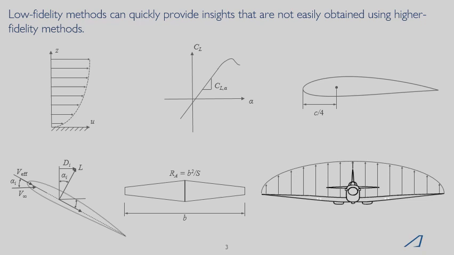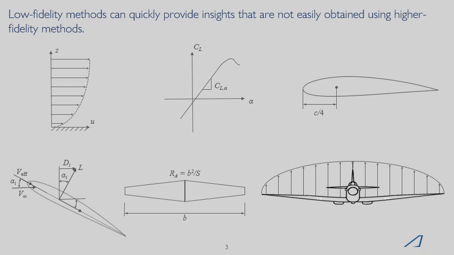So we have the shape of the boundary layer here in the top left, the idea that the lift slope of a thin airfoil is nearly 2 pi, or that the quarter chord is kind of the theoretical location of the aerodynamic center for an airfoil. And then these 3 bottom pictures are about the induced drag.